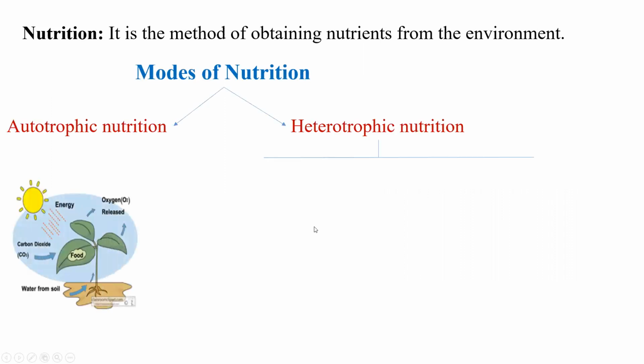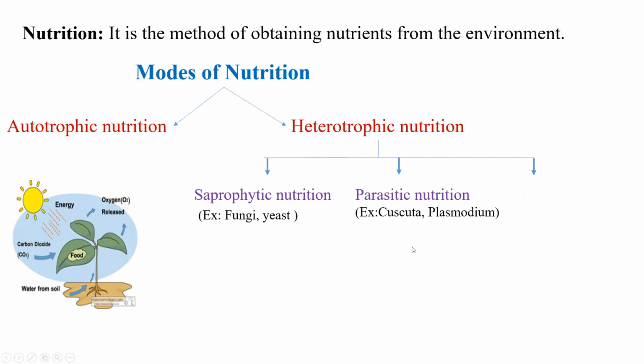Let's go to the next one. In the first video we already discussed this. Nutrition is nothing but obtaining nutrients from the environment. There are 2 types of nutrition: autotrophic nutrition and heterotrophic nutrition. Autotrophic nutrition was already finished in the first video. Heterotrophic nutrition, saprophytic and parasitic, are not that important for this chapter in this class.